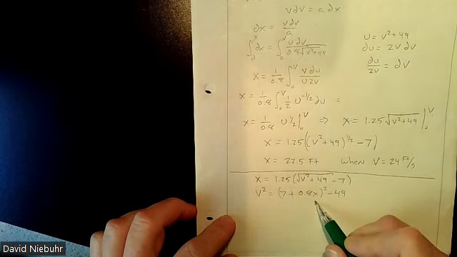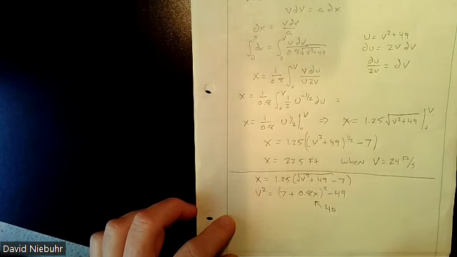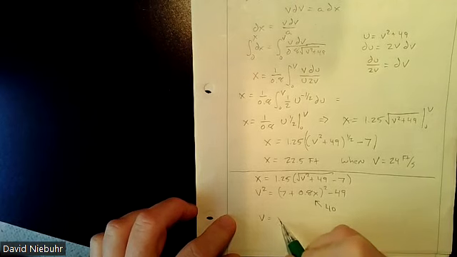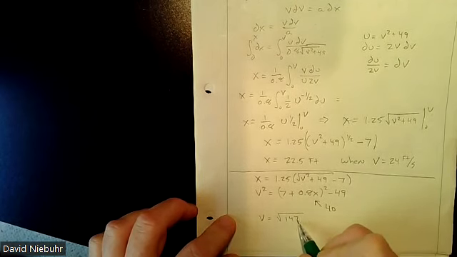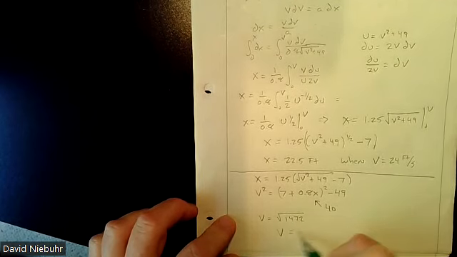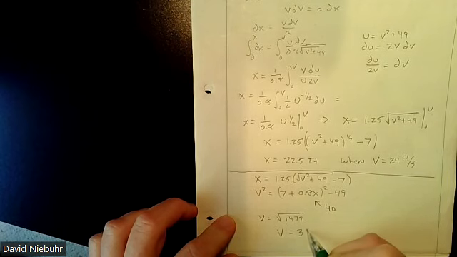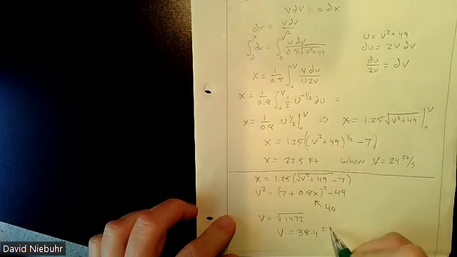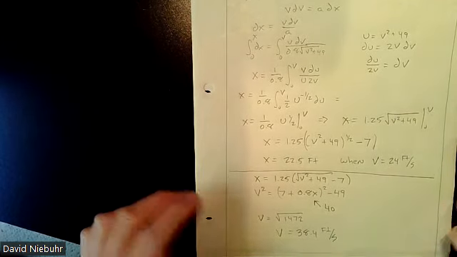Plug in 40 for x and solve, and we end up with v equals the root of 1472, or v equals 38.4 feet per second.